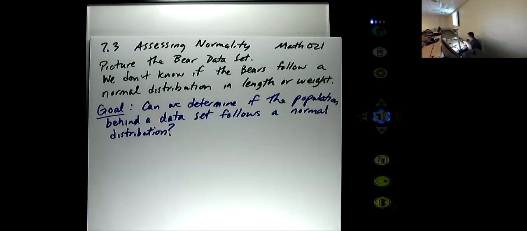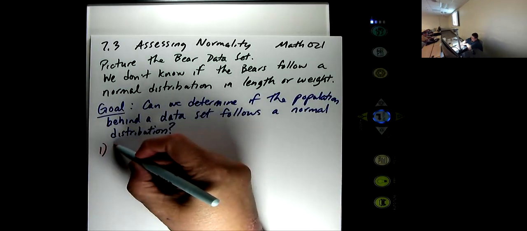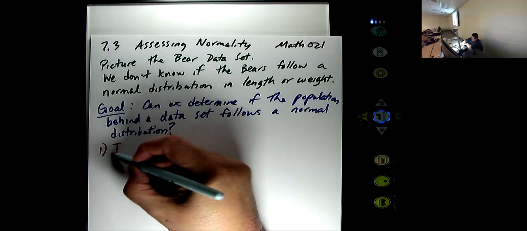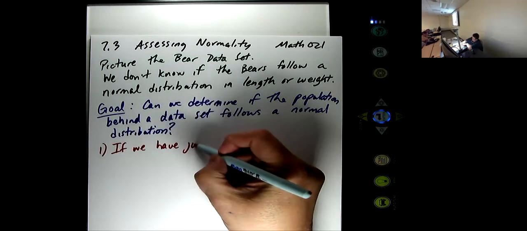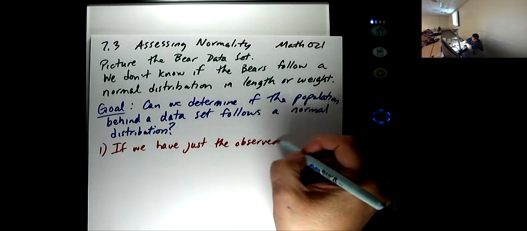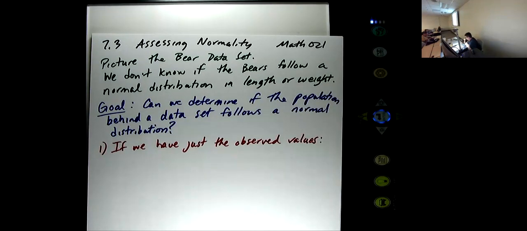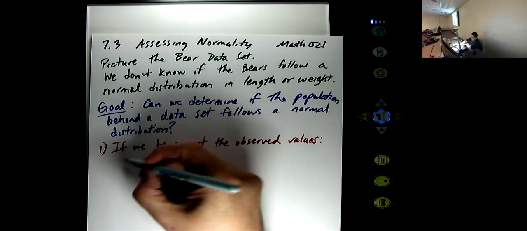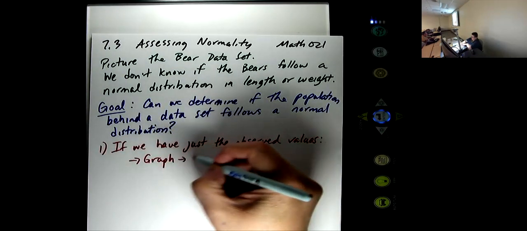So this will come in one of two ways. Option one, if we have just the observed values, we can do a graph, and we're going to choose QQ plot.